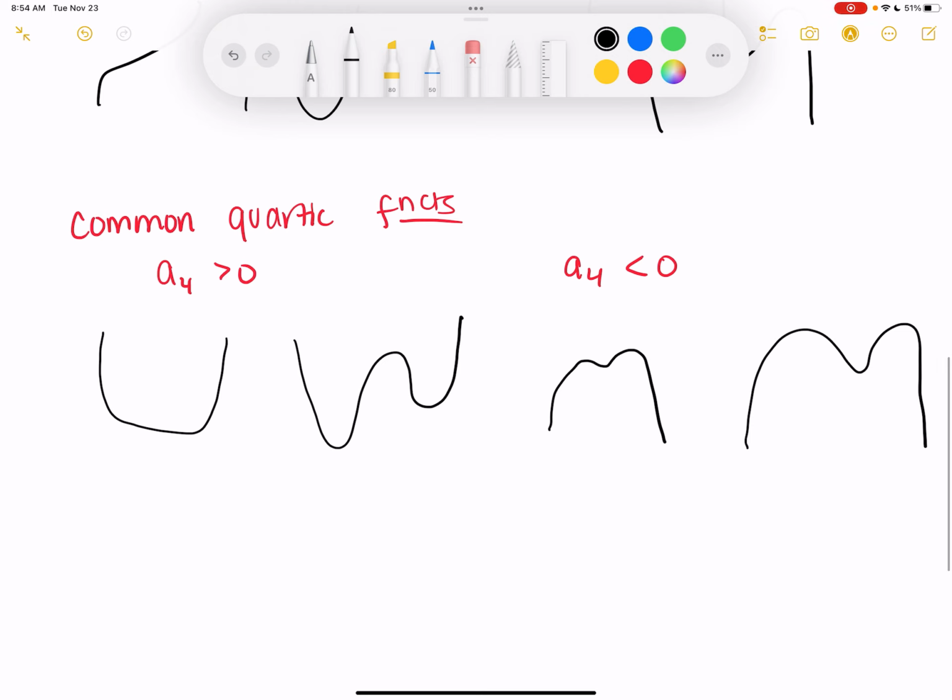All right. Are we almost done? We have this page left. Okay, good.